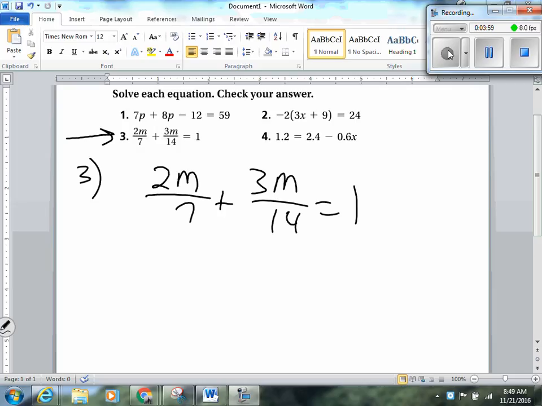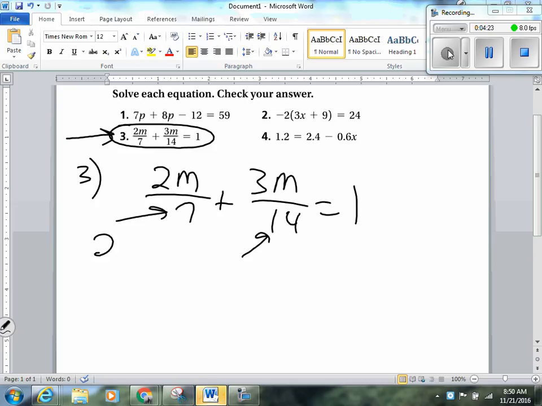Let's take a look at number 3. Now we're looking at fractions, and they have different denominators. Okay, so we need to make this denominator the same as that denominator. So how do I change it so I have equal fractions?